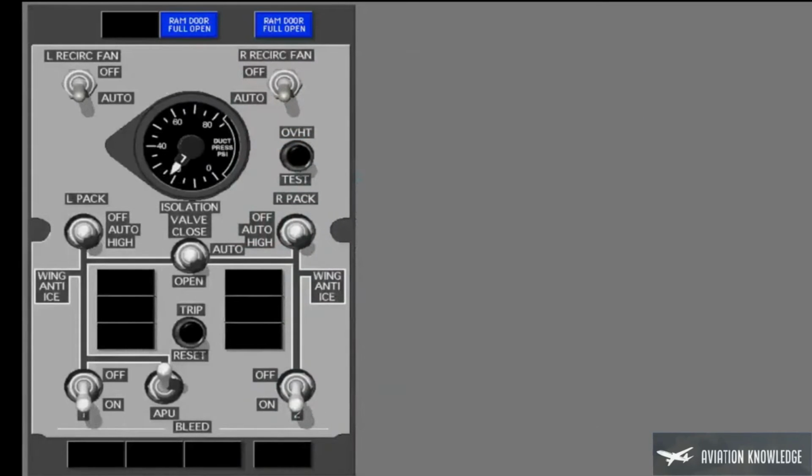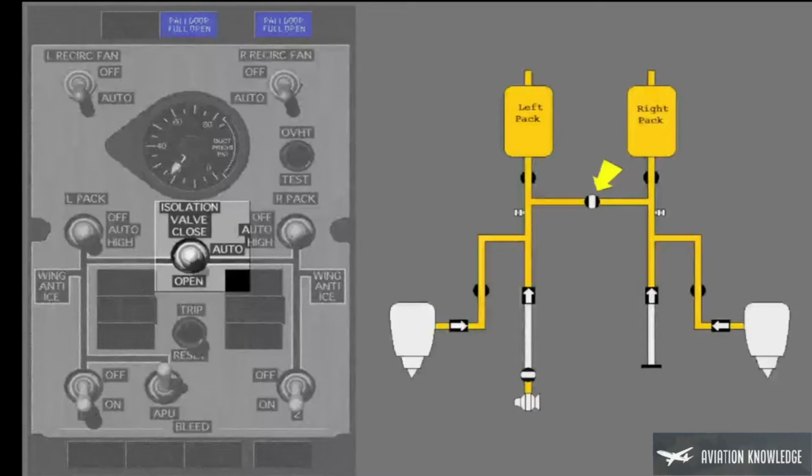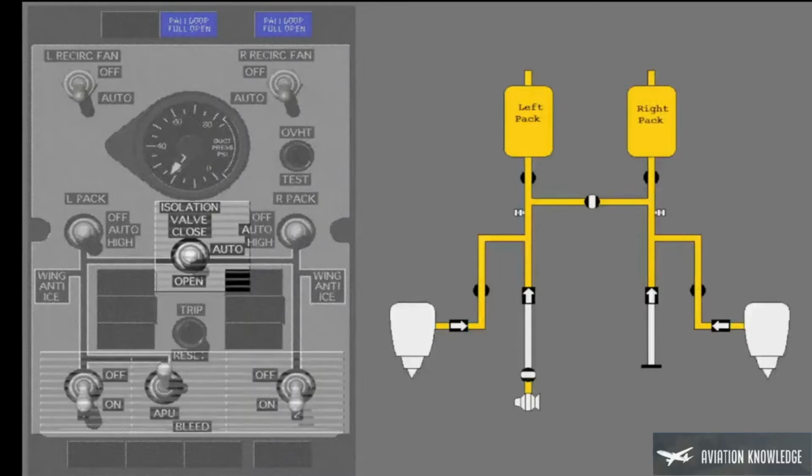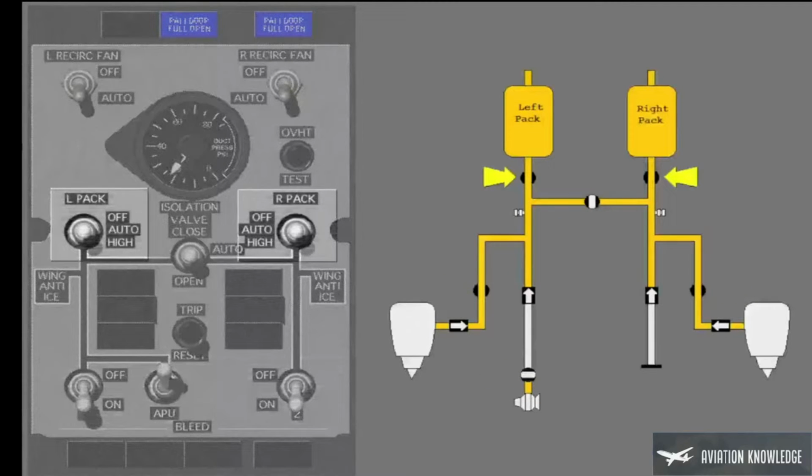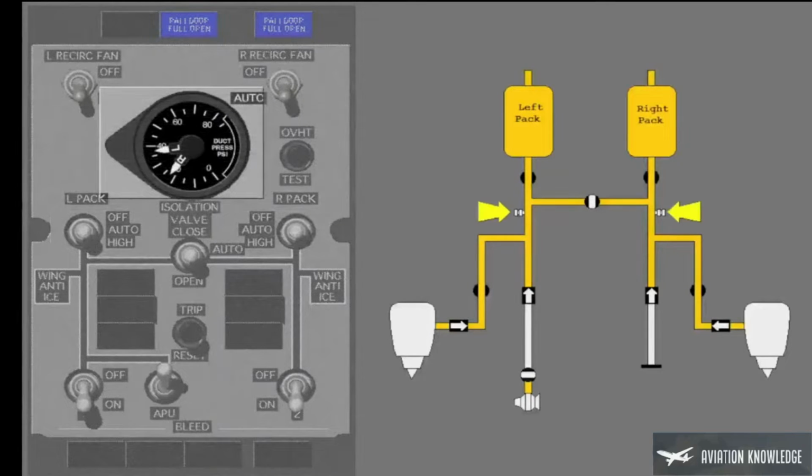The controls and indicators for the bleed air system are on the forward overhead panel. The isolation valve switch controls the isolation valve. The engine and APU bleed air switches control the engine and APU bleed air valves. The air conditioning pack switches control the air conditioning pack valves. The bleed air duct pressure indicator shows the bleed air pressures for the left and right ducts.